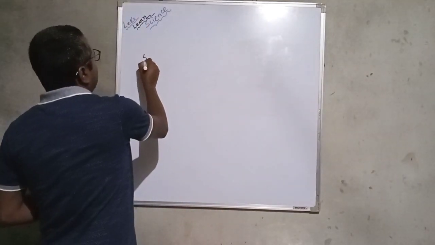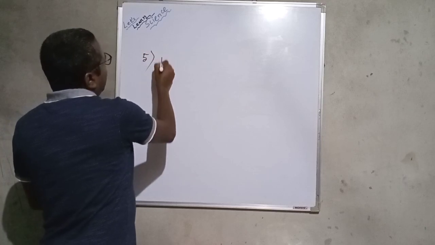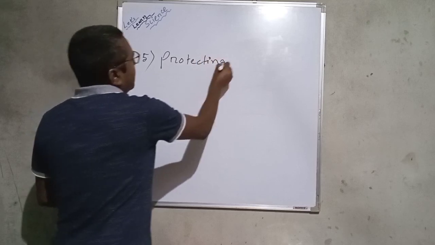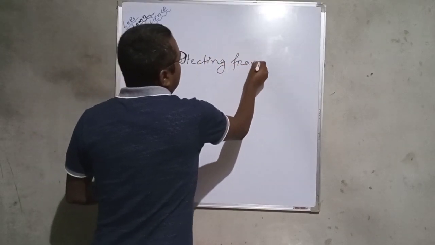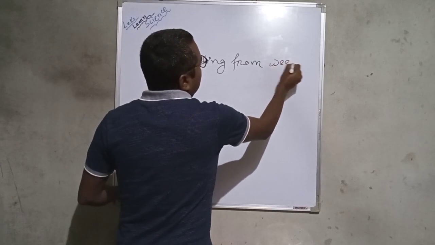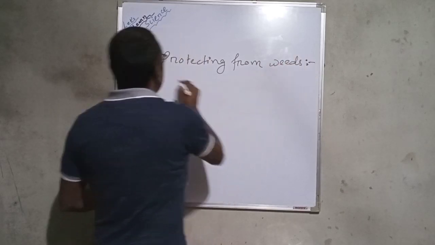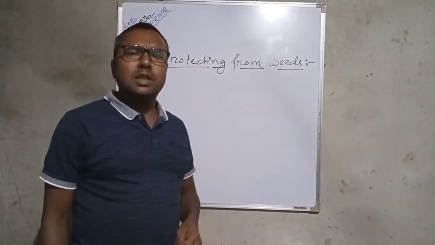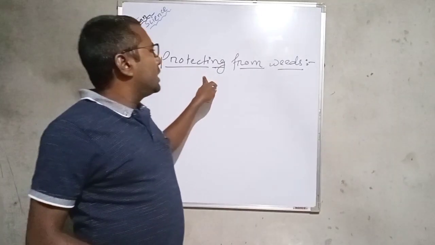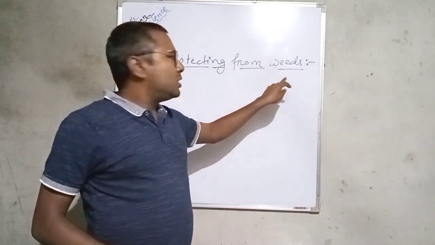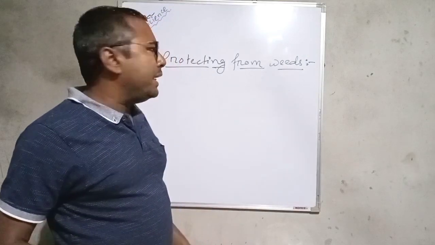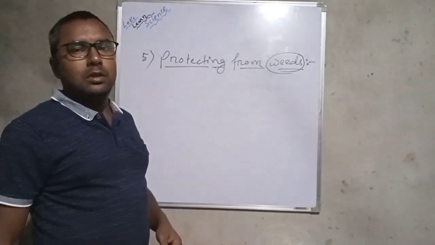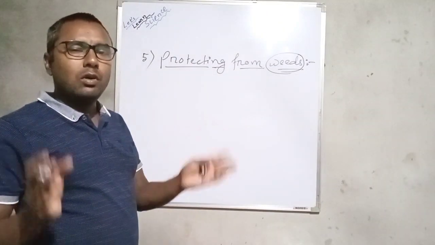That is step number 5, protecting from weeds. Before going to discuss in detail about these agricultural steps, it is very important to know the meaning of weeds.